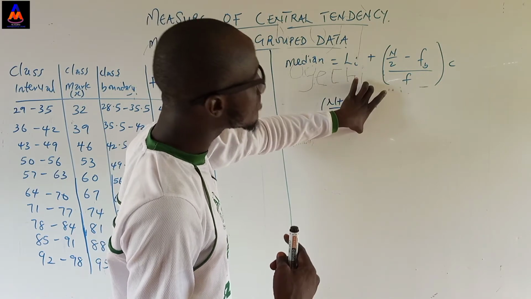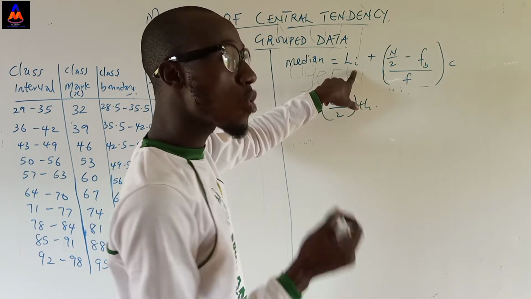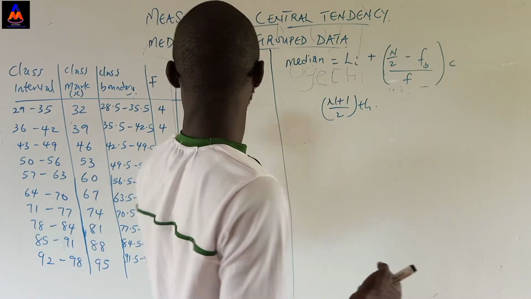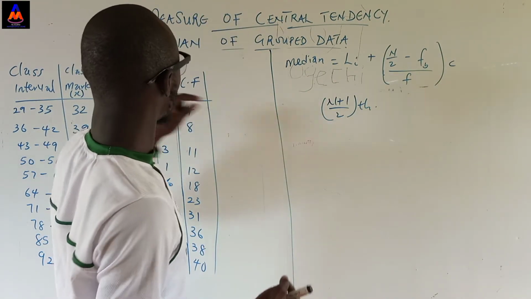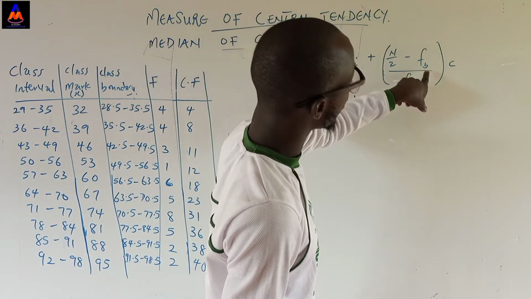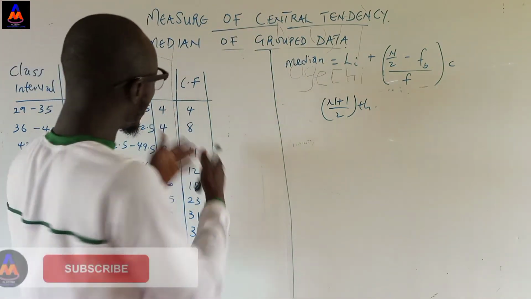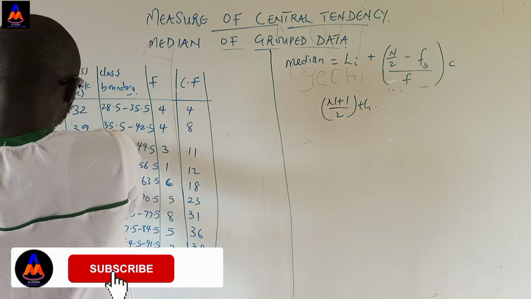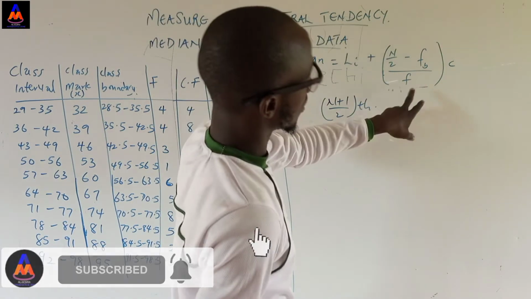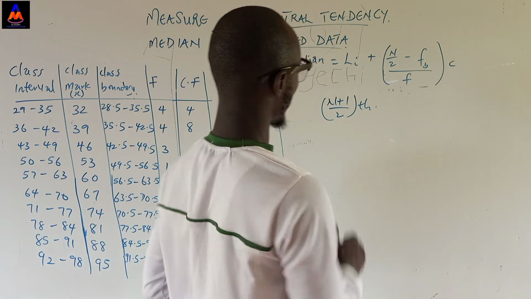So if you are able to get the median class, the class that represents the middle number, then the Li represents the lowest class boundary. Then this is n over 2, that's the middle, the summation of the frequency divided by 2, minus f subscript b, which represents the cumulative frequency before the median class. If you have detected the median class, then the cumulative frequency before it is f subscript b. The f represents the frequency of the median class. Then the c is the class width.